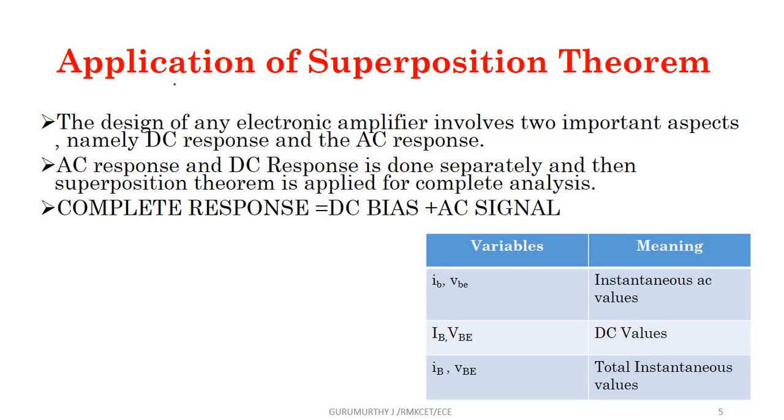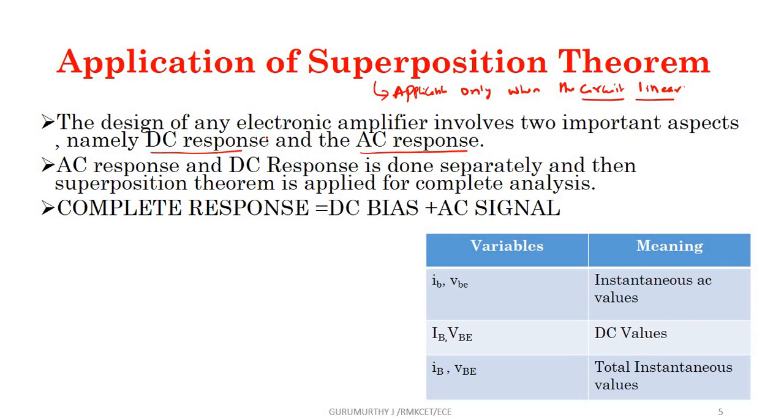So if you want to analyze amplifiers, you have to use the superposition theorem. The superposition theorem is applicable only when the circuit is linear. So somehow you will have to make the circuit linear. So what we do is we bias the circuit so that the circuit is going to behave linearly. Then we have to do DC analysis separately and AC analysis separately.